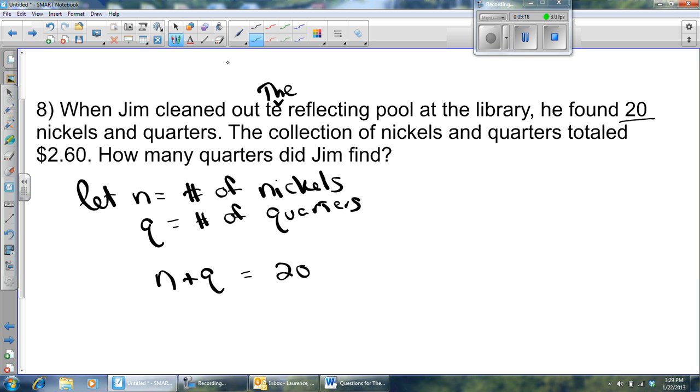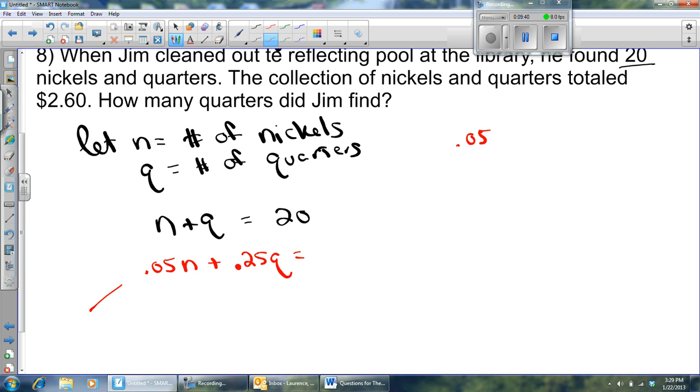Now the second equation is very similar to the chemistry problem. There's one small difference. How much is a nickel worth? 0.05, right? 5 cents. So I'm going to do 0.05n. A quarter is worth 0.25q. Now before we do the other part of the equation, I want to point something out. Isn't this the money from the nickels?